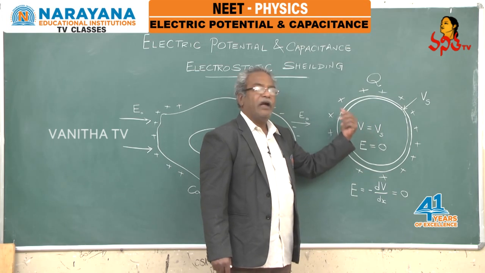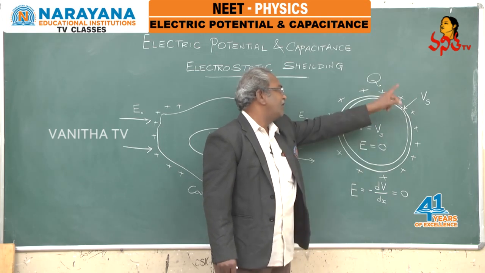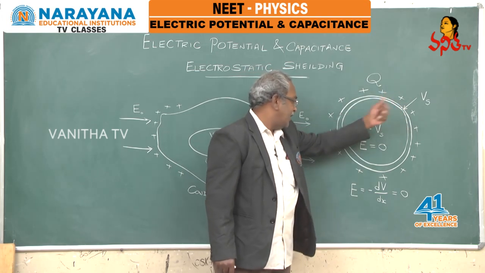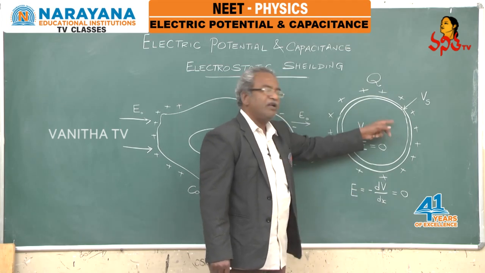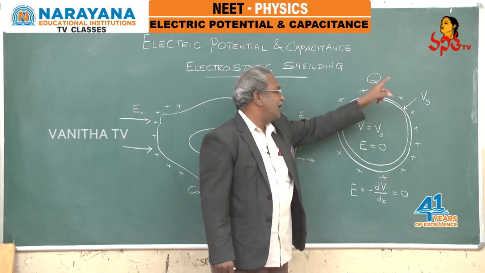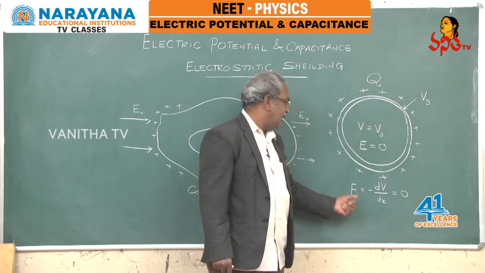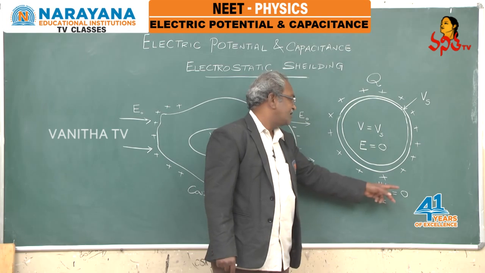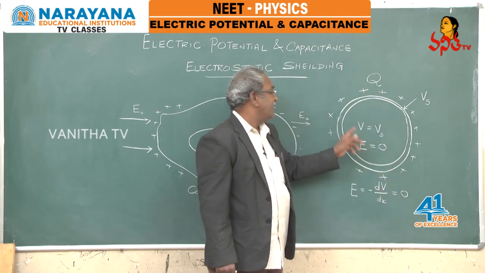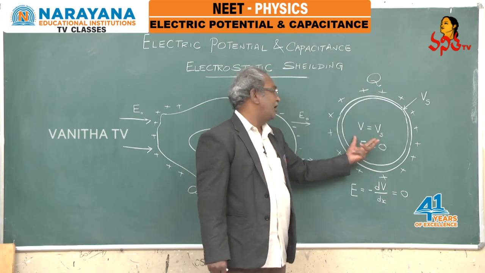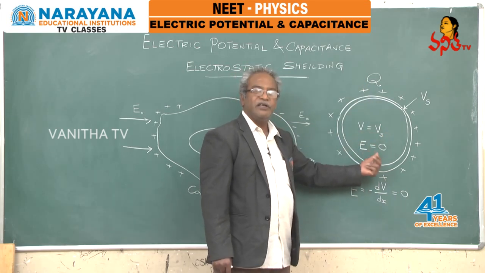Electric potential at any point inside must be equal to the potential on the surface. Therefore, according to this relation, the potential is constant everywhere and equal to that on the surface, so E equals minus dV by dx, which equals 0. So, at every point inside this spherical shell, the electric intensity is 0.